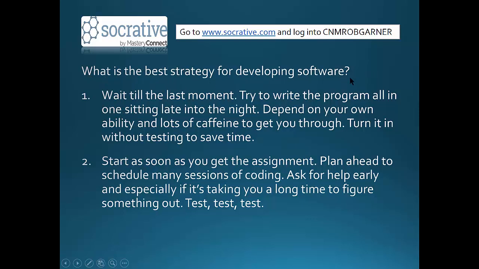What is the best strategy for developing software? Strategy 1: wait till the last moment, try to write the program all in one sitting late into the night, depending on your own ability and lots of caffeine to get you through, and turn it in without testing to save time. Or strategy 2: start as soon as you get the assignment, plan ahead and schedule many sessions of coding, ask for help early, especially if it's taking you a long time to figure something out, and then test.